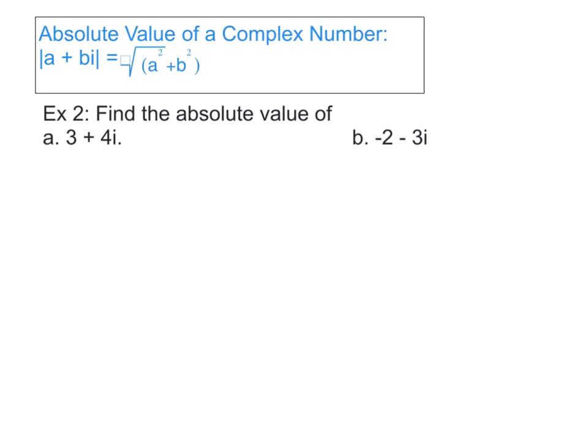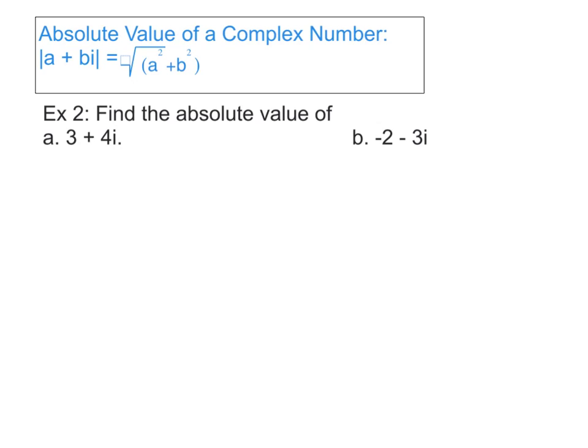The next thing we can do with complex numbers is find the absolute value of them. When we find the absolute value of a complex number, really all we're finding is the length from the origin to that point on the complex plane. To get a good visual of this, I want you to look at page 489 in your book.